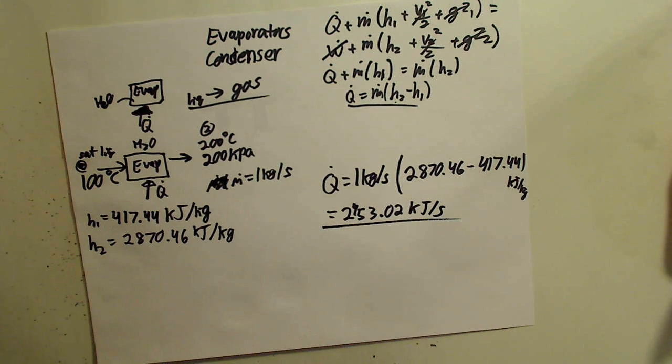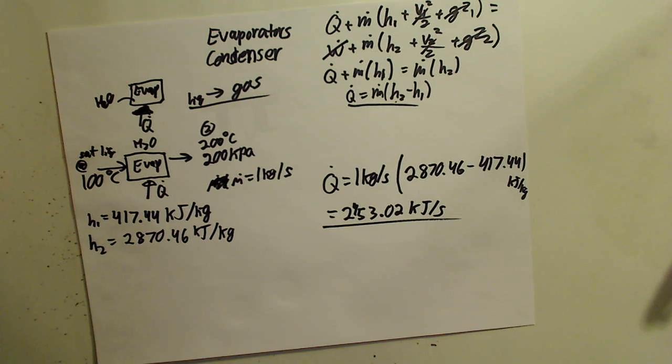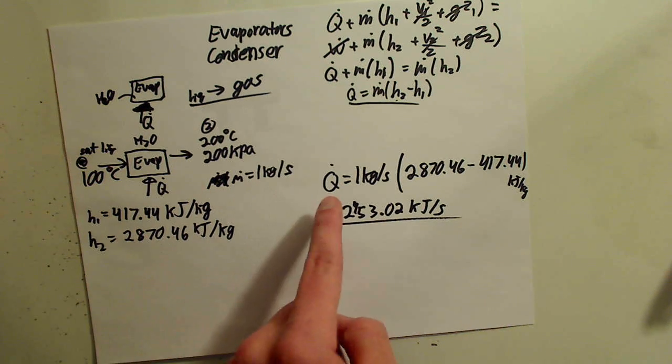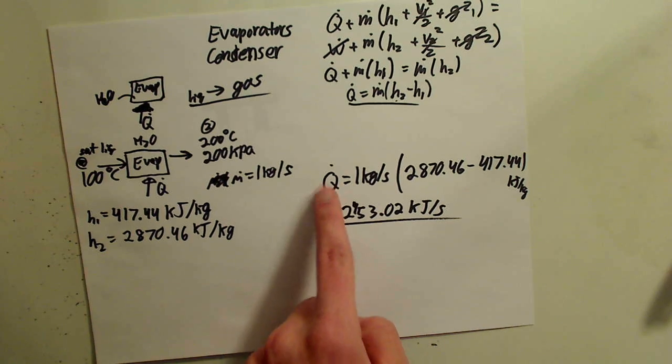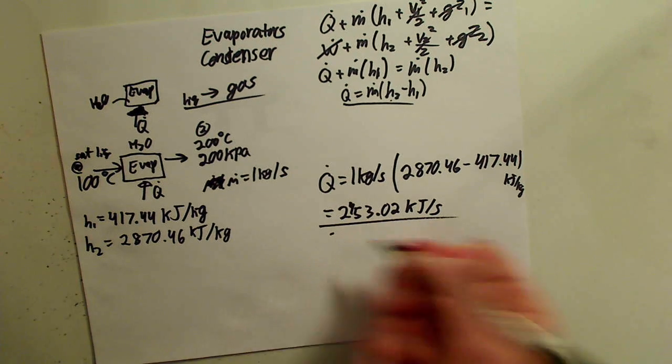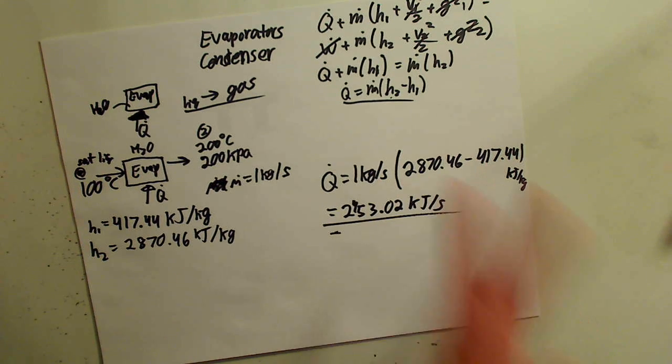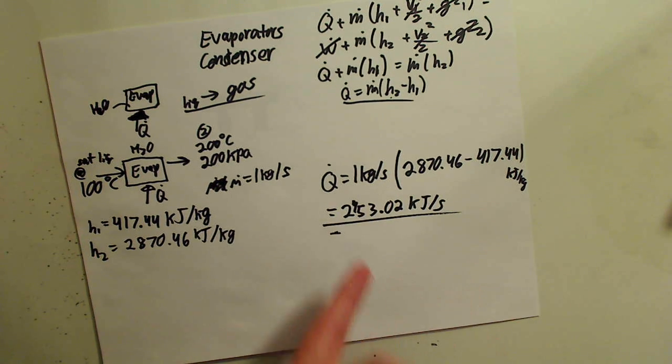Now, I've never really talked about condensers. Just like the difference between a turbine and a compressor, the only difference is the direction of Q. So if this was a condenser going from this state to this state, it'd be the exact same problem, but Q would just be negative. That'd be the only difference. And then these two would flip, which would cause the negative sign for Q. Alright, and that's it.